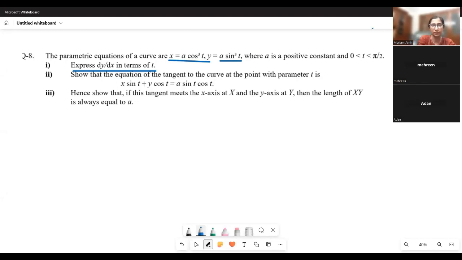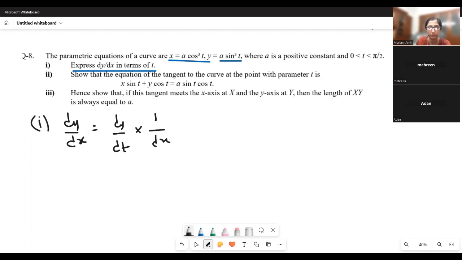We have to find dy over dx, so it looks like we have to use the chain rule here. dy over dx would be dy over something, and that something over dx, and that something is going to be dt. So let's find dx over dt and dy over dt.